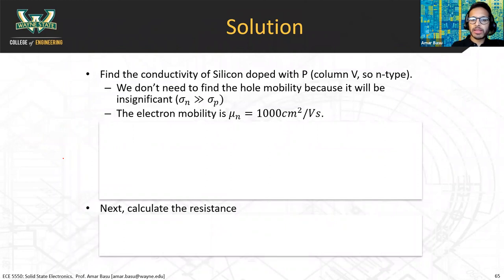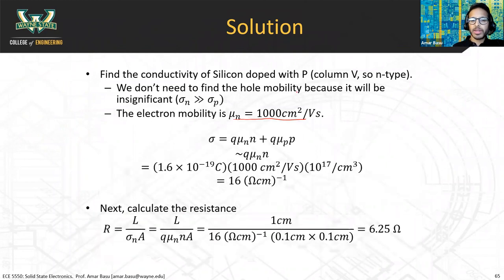So we found out that the electron mobility was 1,000. We looked that up on the chart. We don't need to find the hole mobility. It's not significant in this problem. So for the conductivity, as I said, we tossed this term out. q is 1.6 times 10 to the negative 19 coulombs. Mobility is 1,000. n is 10 to the 17th. Okay, so that gives us a conductivity of 16 ohm centimeters to the negative 1.